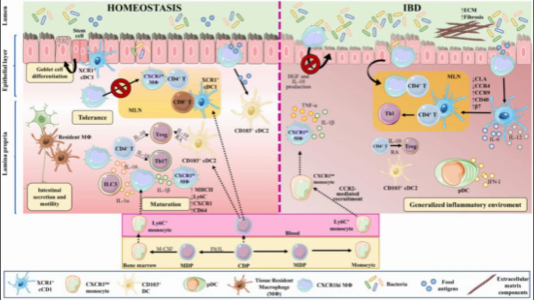On the other hand, XCR1 plus DCs play a tolerogenic role upon recognizing commensal bacterial components, while CD103 plus cDC2s seem to be important for initiating oral tolerance through their capacity to generate RA and IL-10.